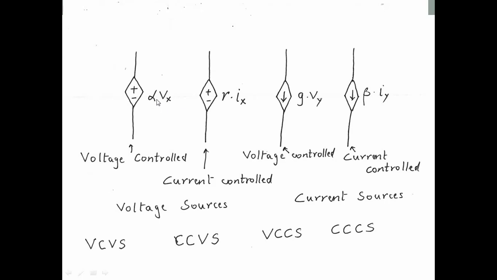Notice that for a voltage controlled voltage source, this value is a voltage. Alpha Vx is a voltage. So alpha is a dimensionless quantity. This Rix is a voltage. So R must have the dimensions of resistance. This is a current. GVy is a current. So G has to have dimensions of conductance, 1 by resistance. And this is a current dependent on another current. So beta is a dimensionless quantity. All right.